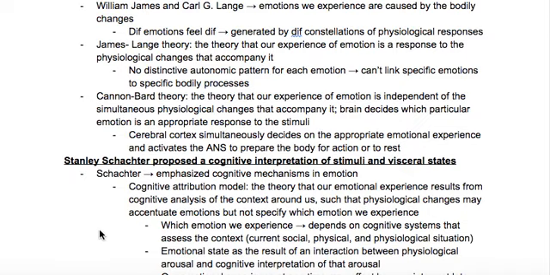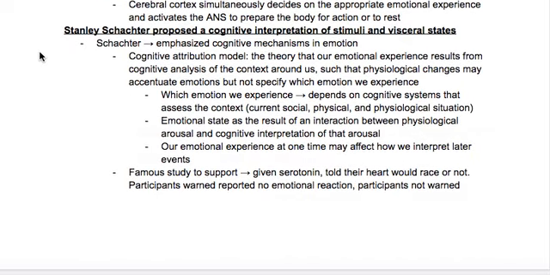action or to rest. The next section is titled, Stanley Schachter Proposed a Cognitive Interpretation of Stimuli and Visceral States. Schachter emphasized cognitive mechanisms within emotion, leading to the cognitive attribution model, which is a theory that our emotional experiences result from cognitive analysis of the context around us, such that physiological changes may accentuate emotions but not specify which emotions we experience. Which emotions we experience depends on the cognitive systems that assess that context, including the current social, physical, and physiological situation.